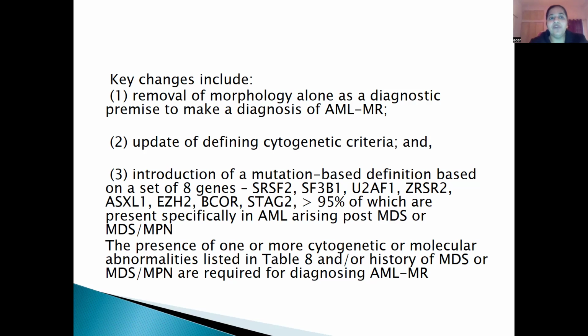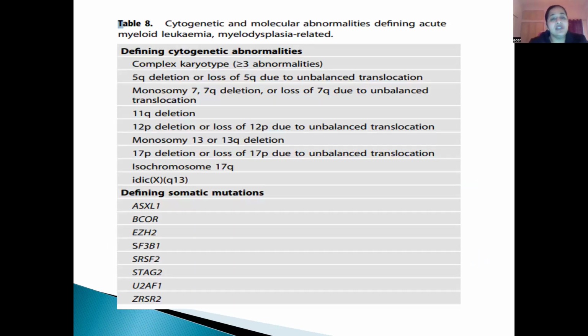Is only the morphological criteria sufficient for calling it AML-MR? No, not the morphological criteria alone. The morphological criteria, along with one or more cytogenetic abnormalities, or the history of prior MDS or MPN, then you can call it AML, myelodysplasia related. So the changes made in this recent one is the defining cytogenetic abnormalities: complex karyotype with greater than 3 abnormalities, that is 5q, monosomy 7, 11q, 12p, 17p, and isochromosome 17q.